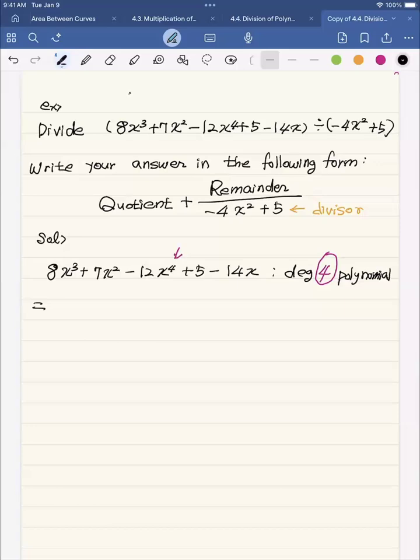And what we want to do is rewrite that in an orderly form. Negative 12x to the fourth power, degree 4, and then degree 3 is 8x cubed, degree 2 is 7x squared, degree 1 is negative 14x, and degree 0 is a constant term, 5.